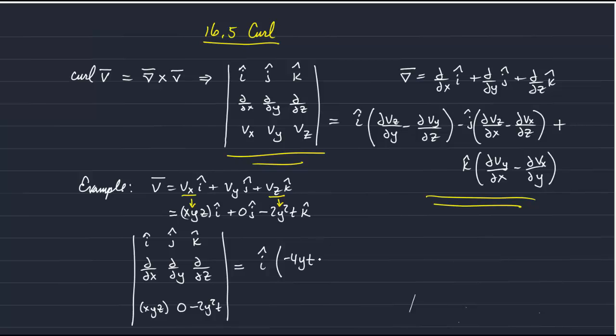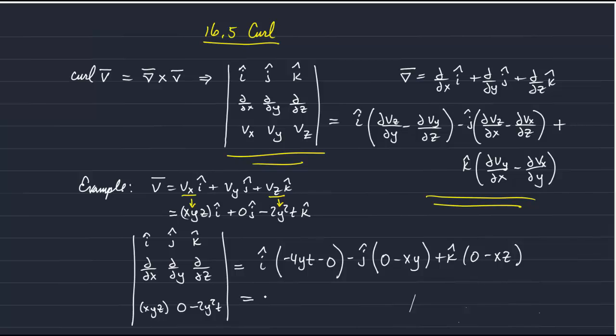And then the derivative of 0 with respect to 0 is 0. The derivative of 0 with respect to z is 0. And then we have minus j hat times the derivative of minus 2y squared t with respect to x, which is 0, minus the derivative of xyz with respect to z, and that gives minus xy. And then we have k hat times the derivative of 0 with respect to x, and that's 0, minus the derivative of xyz with respect to y, and that gives minus xz.